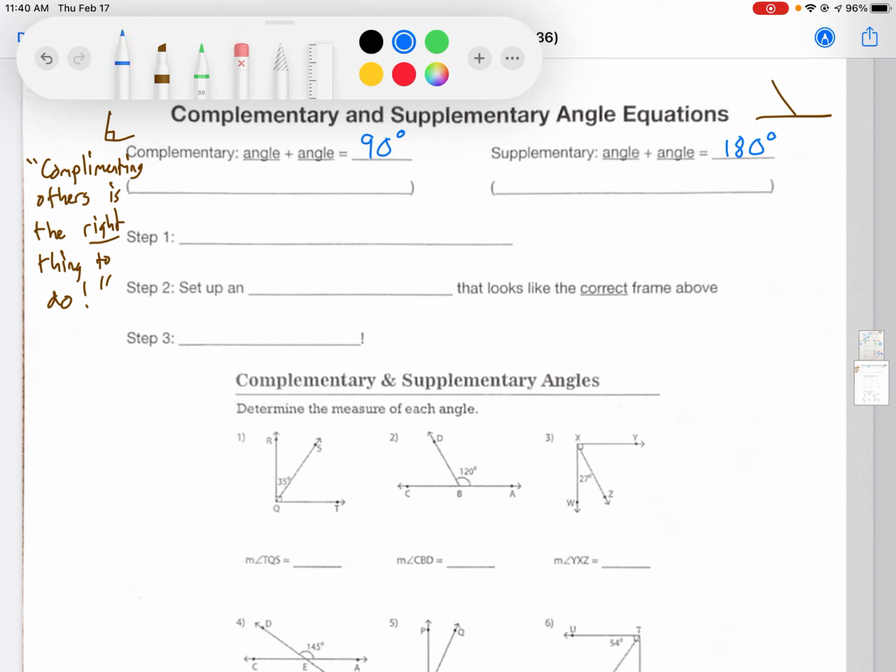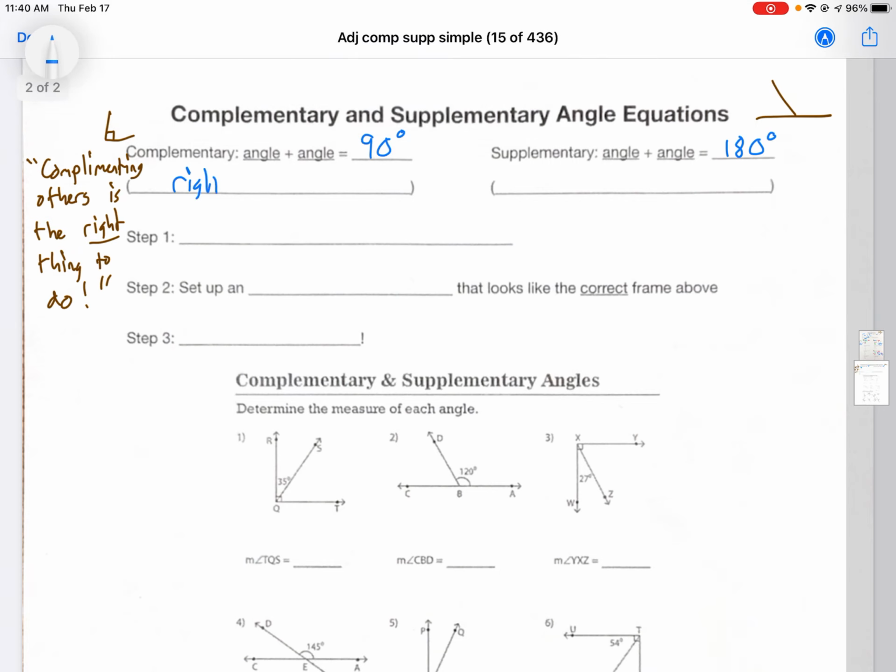And I will remind us, using the 2 blanks, that complementary is a right angle and supplementary is a straight angle. Now the steps for complementary and supplementary angles are actually the exact same as with adjacent angles, except this time we are actually given our big angle. It's either going to be 90 degrees for a right angle or 180 degrees for the straight angle. So step one, we have to find our angles.